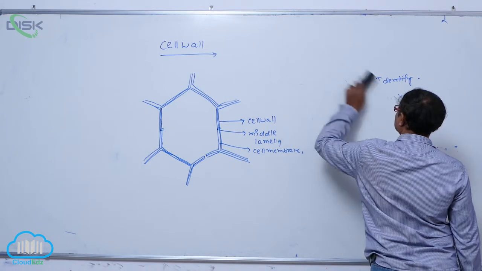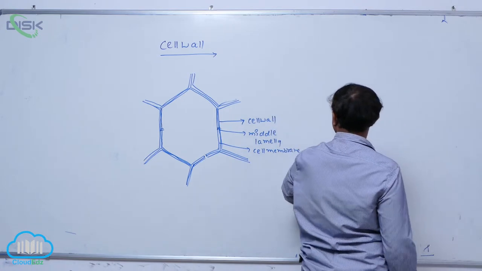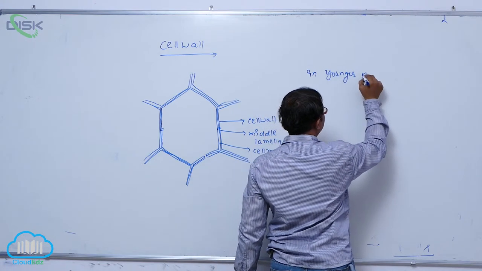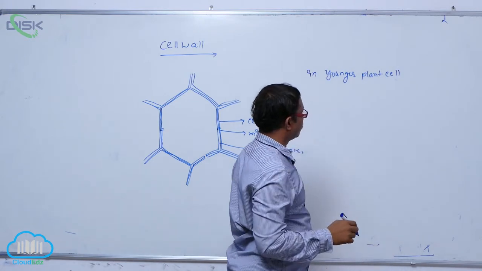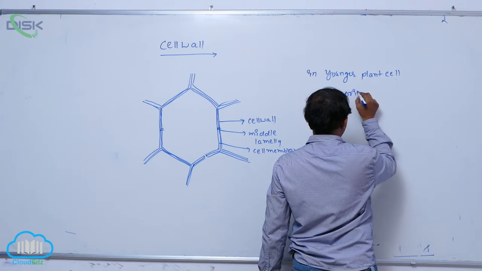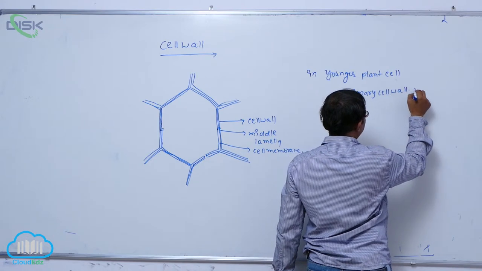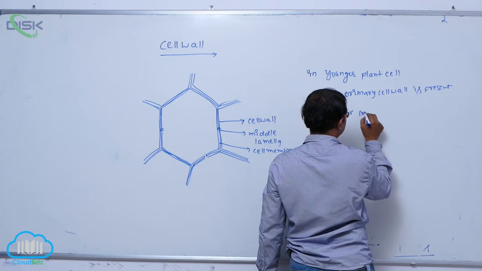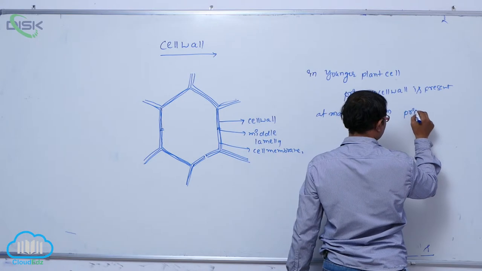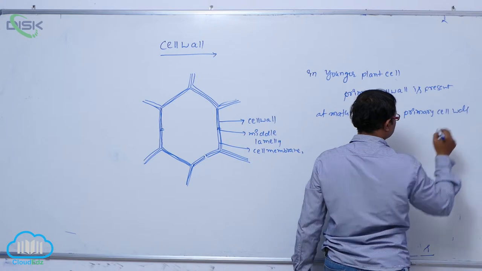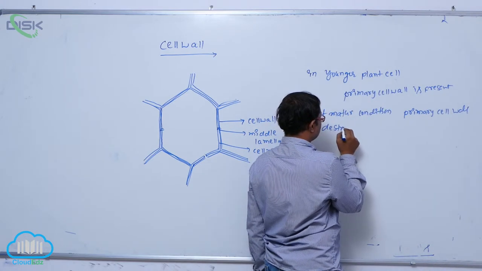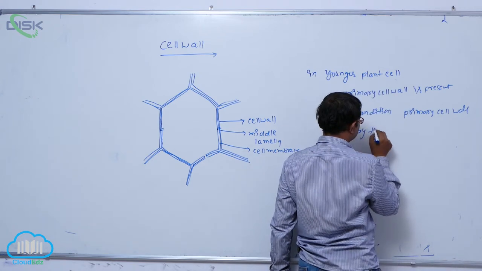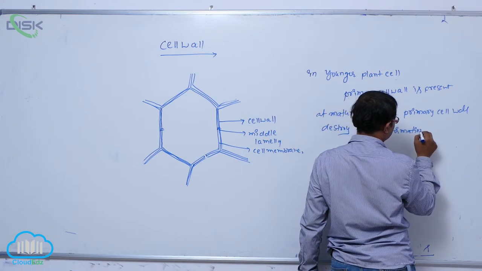Generally in younger plant cell, primary cell wall is present. After at mature condition, primary cell wall diminishes, means destroyed, by the formation of secondary cell wall.